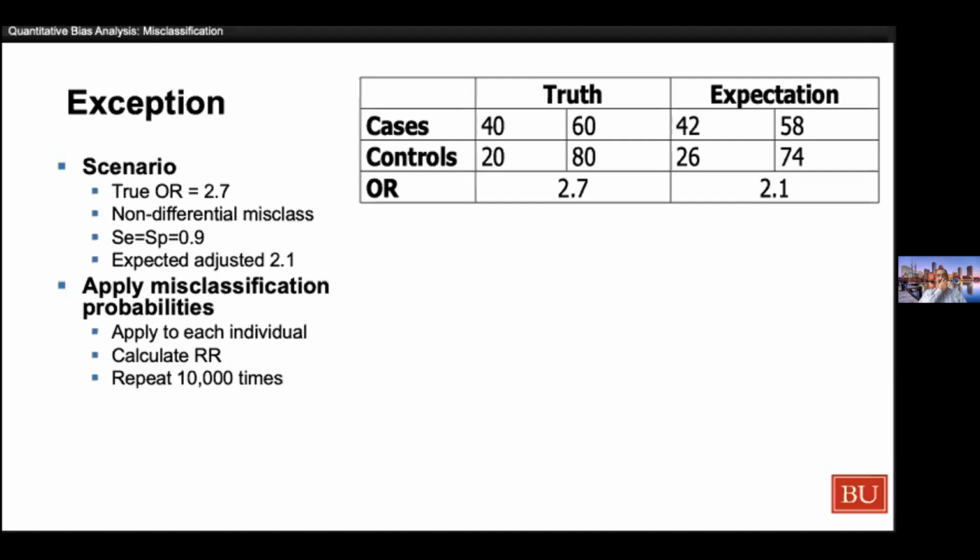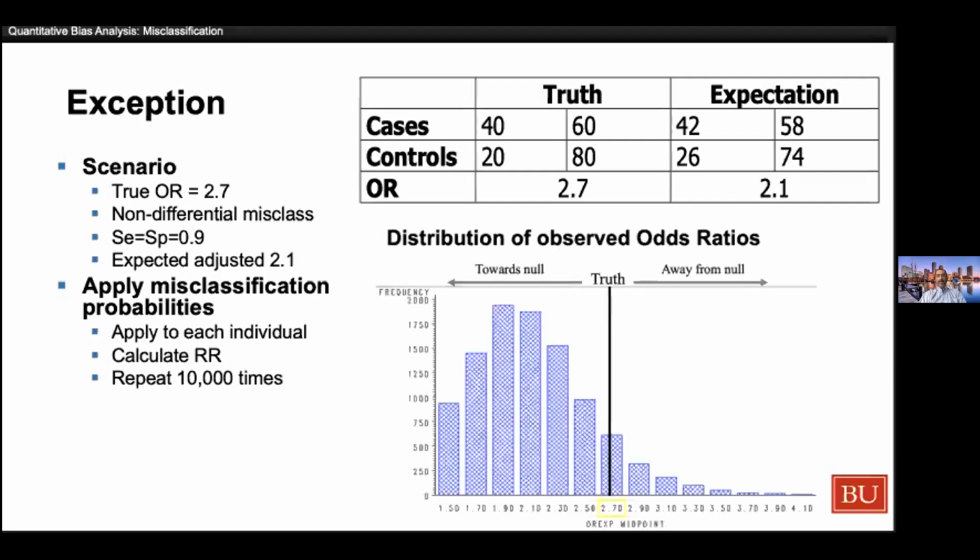Now, that is what happens in the expectation. But remember that misclassification actually happens to individuals. It's a coin flip, right? So for each individual, I have a probability of being correctly classified that's equivalent to a coin flip with 90% probability. Well, I can do that for each of the individuals in the data set, flip the coin, and then calculate the adjusted estimate. And I can do that over and over and over to see what the distribution of adjusted estimates looks like. And it looks something like this.